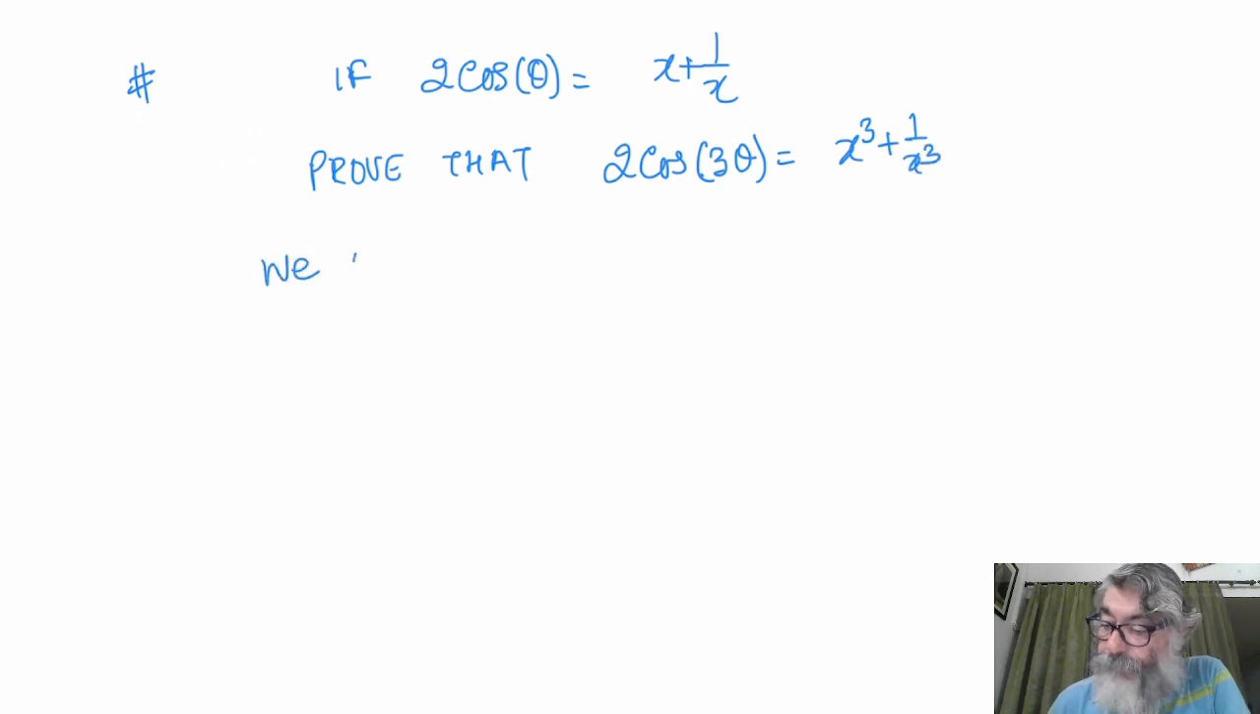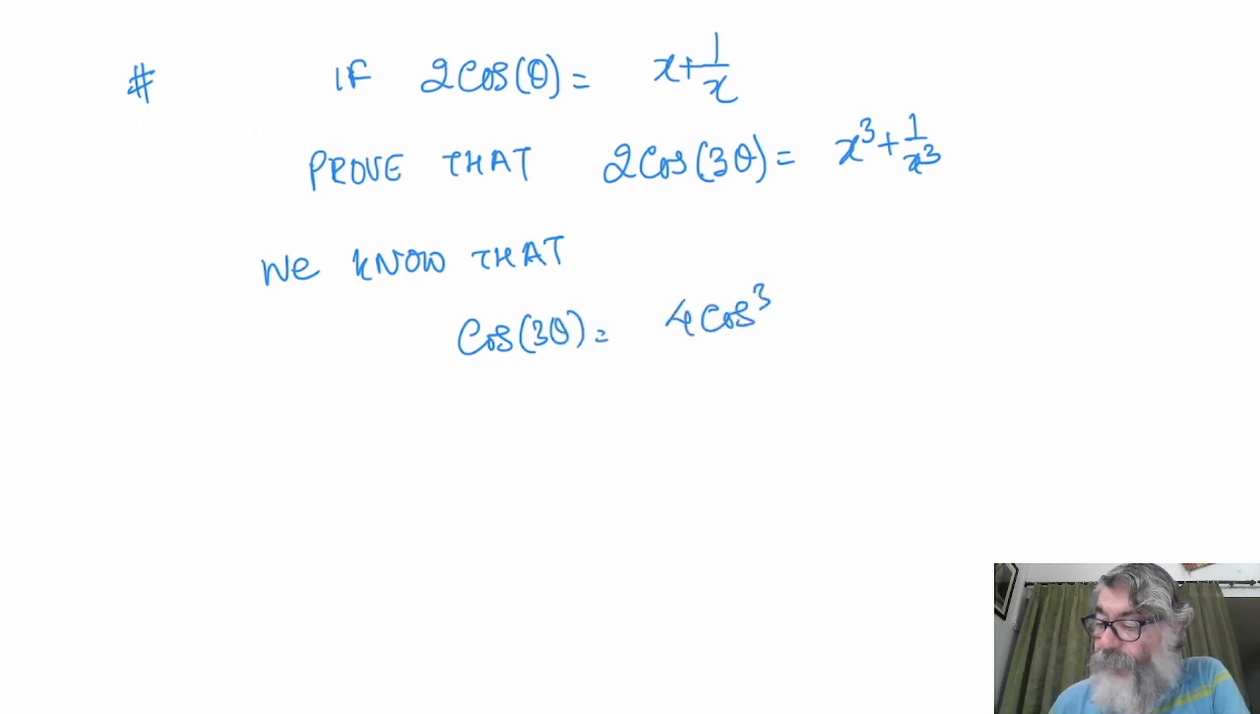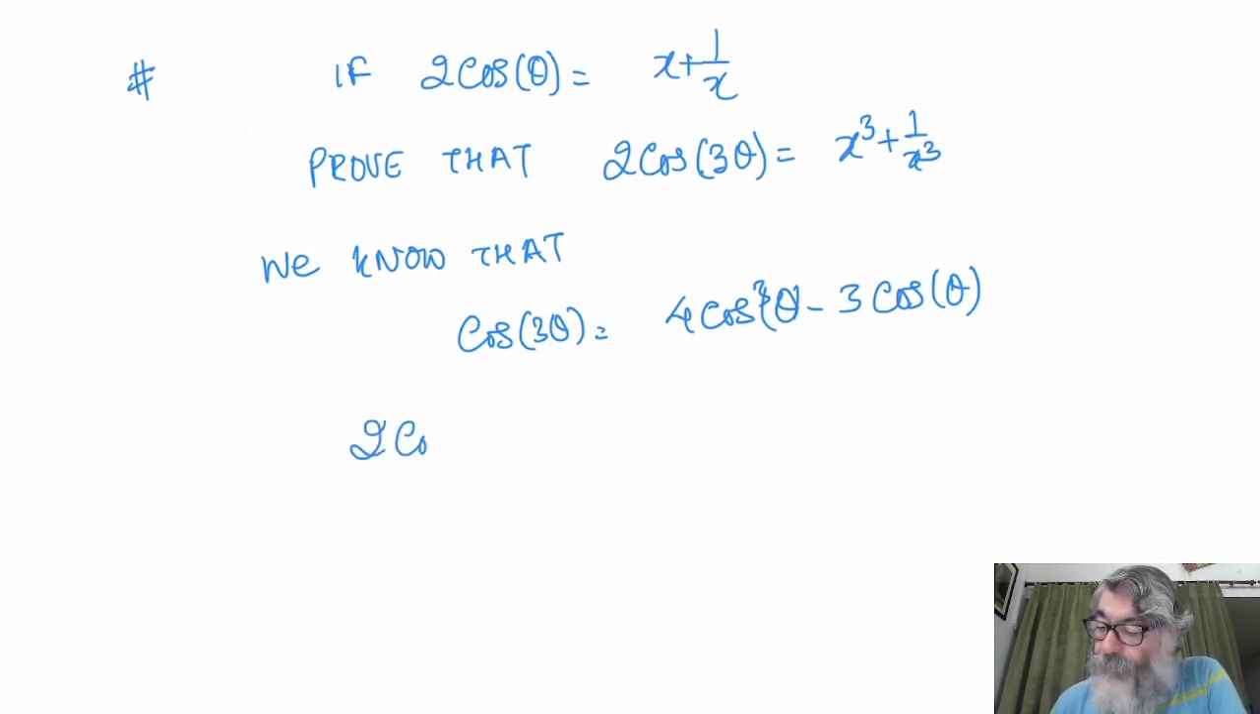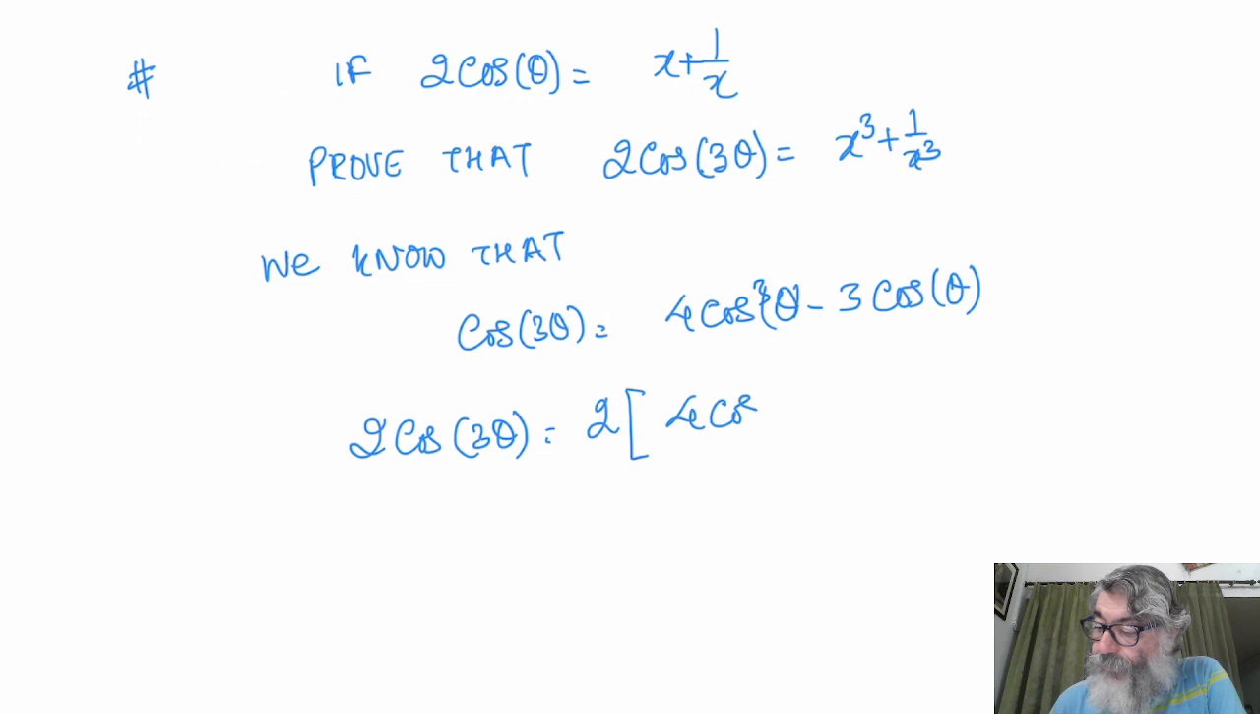We know that cos 3 theta is 4 cos cube theta minus 3 cos theta. This is the formula for cos 3 theta. So 2 cos 3 theta will be equal to 2 into 4 cos cube theta minus 3 cos theta.